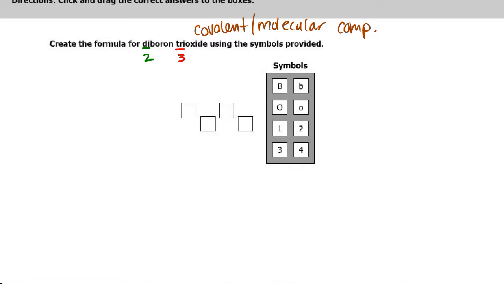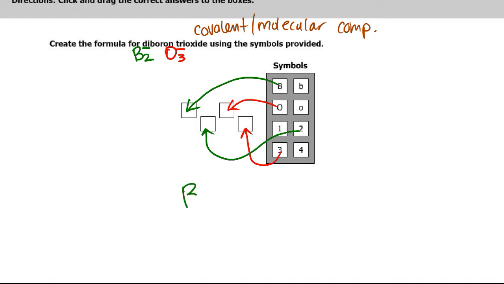In our formula, we have 2 boron, so it'll be B2, and we have 3 oxygen, so it'll be O3. How would you click and drag? Well, capitalization matters. You would click and drag capital B, and then 2, and then you would click and drag capital O, and then 3 for the trioxide. So your formula would be B2O3.